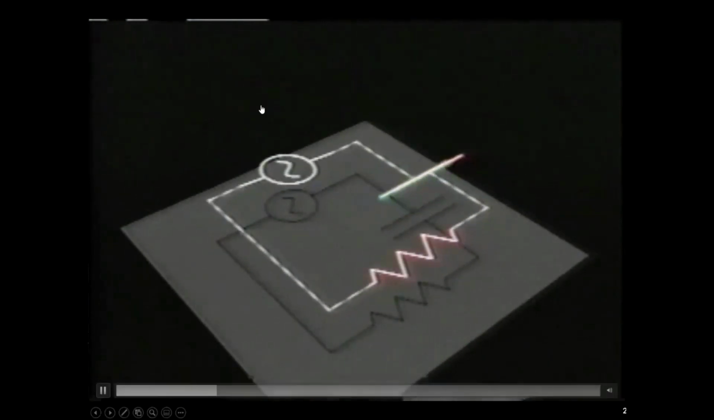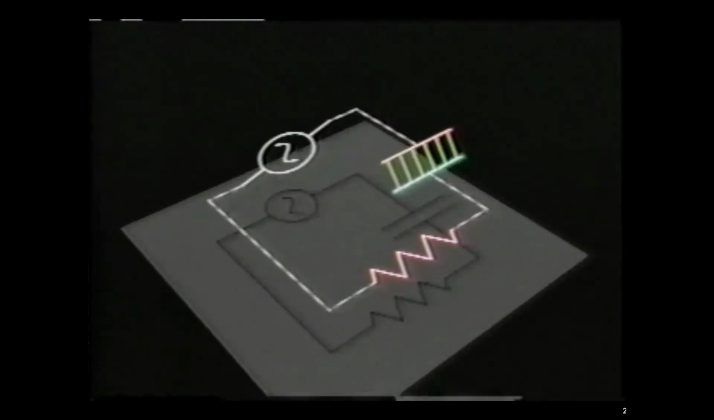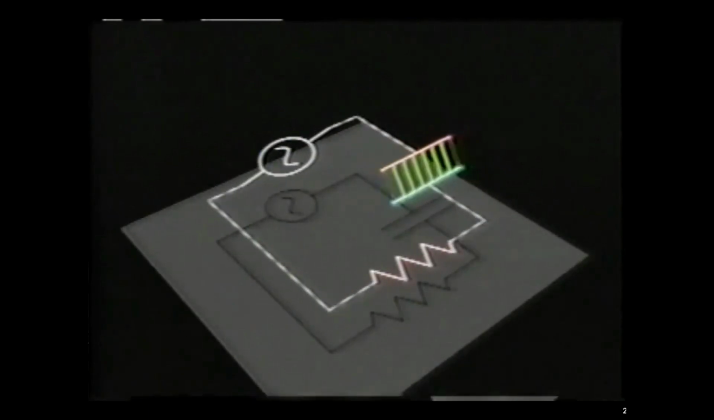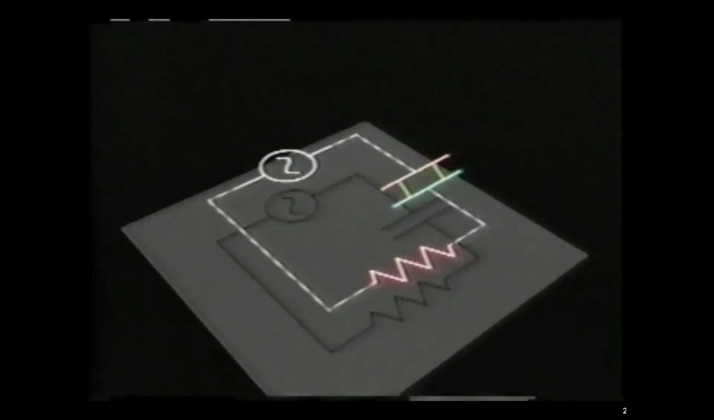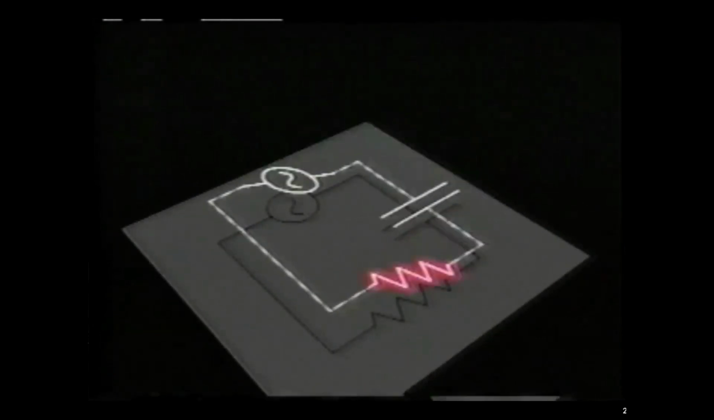For example, consider a capacitor and a resistor in an AC circuit. If the frequency is low enough, the charging and discharging of the capacitor can keep up with the oscillating applied voltage. But at higher frequency, the capacitor can't charge and discharge fast enough, so no voltage difference develops across it, and nearly all the voltage is across the resistor.